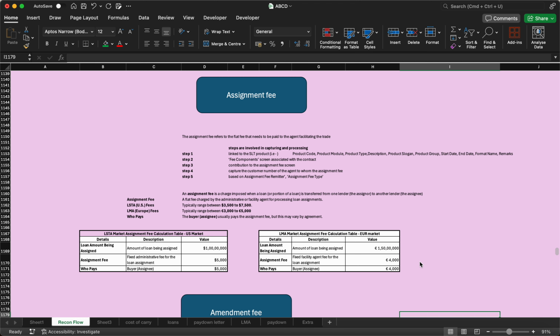We have also shown the calculation in a table, as per the LSTA market, the US market, as well as the LMA market. You can show, as per the loan amount being assigned, what amount should be there, like the amount should be 10 million, so the fixed administration fee is 5,000, and the buyer has to pay. Same here, 1,50,000 to 4,000. So there is a limit according to which the fee is charged. We have mentioned that fee in the box. It will vary according to some regulations, and some things will be changed on the back end, but this is just a standard one we have kept.